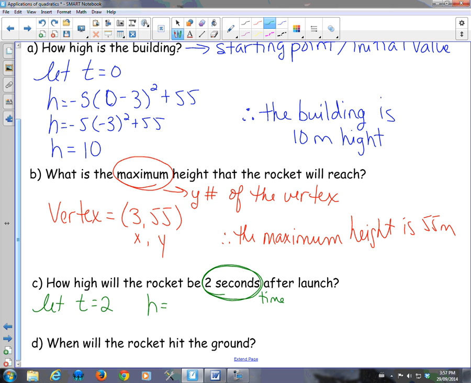So if I take out the t and put in 2, I have 2 minus 3 squared, times negative 5, plus 55. 2 take away 3 is negative 1. Negative 1 squared is 1, times negative 5 is negative 5, plus 55 would be 50. So 2 seconds after it is launched, the rocket is 50 meters high.